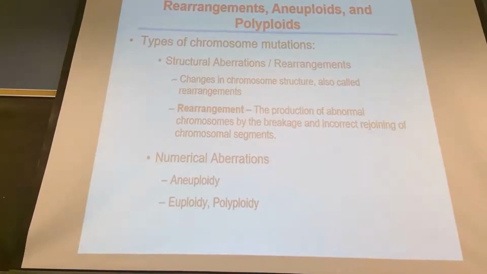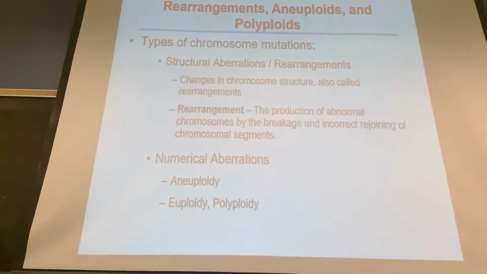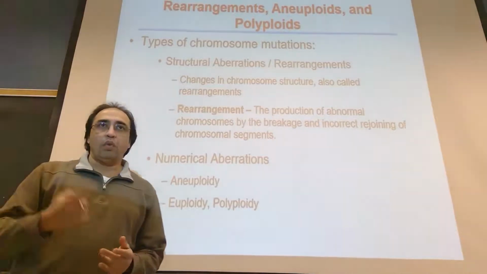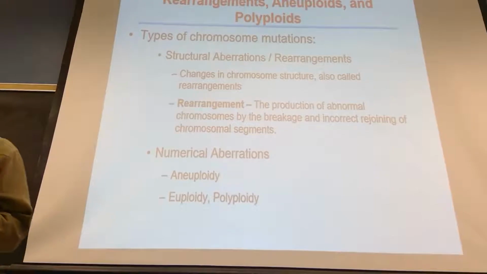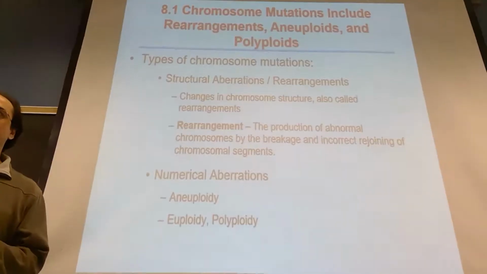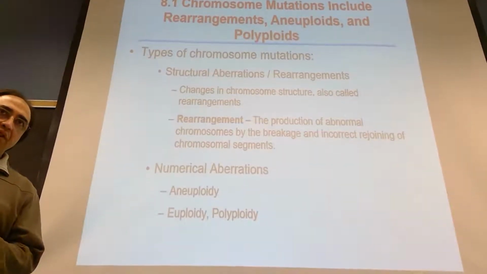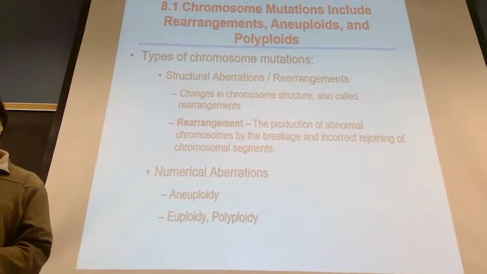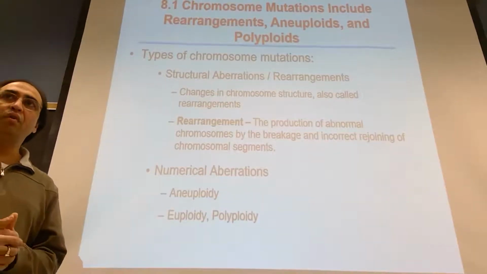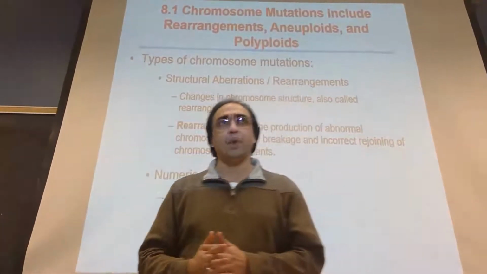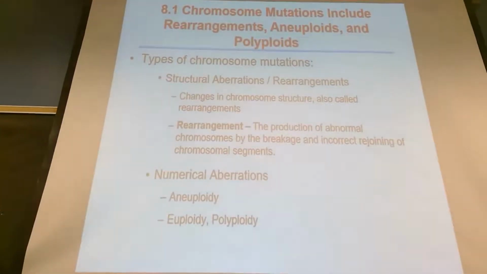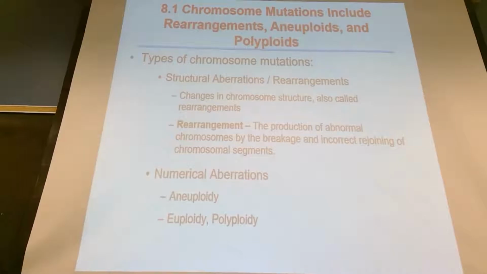And numerical aberrations means change in number. Change in number means either one chromosome is extra or the whole set is extra. Like we have 23 pairs, 46 chromosomes, 46 plus 23. That could happen. Or suppose chromosome number 18 is in 3 doses. That is also possible. So these types of aberrations are called numerical aberrations.